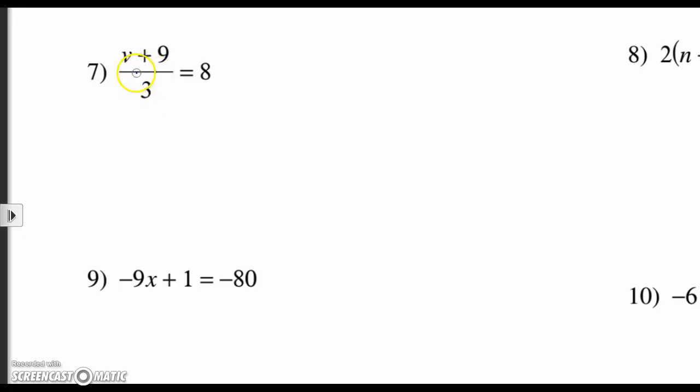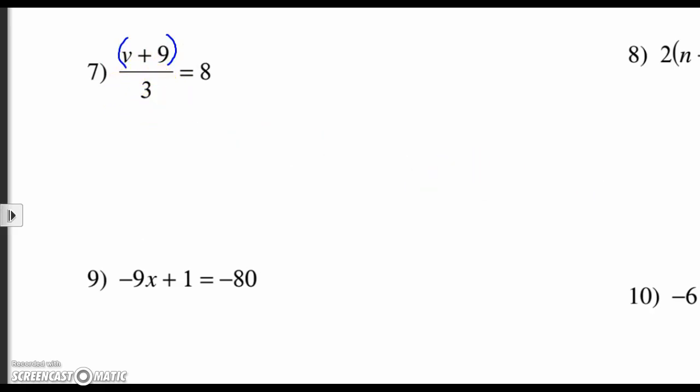Now we see division and we see addition here, so we'd probably think we need to undo that addition first, but that's not correct because fraction bars are kind of like grouping symbols. The grouping here is implied, meaning it's not written in, but we could write it in there because when v had 9 added to it, it was divided by 3 after that.